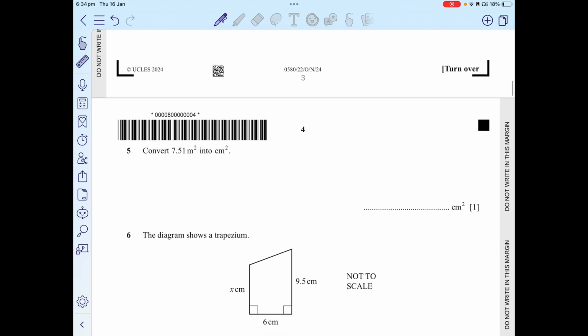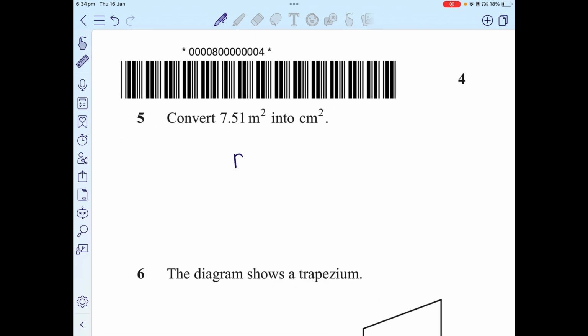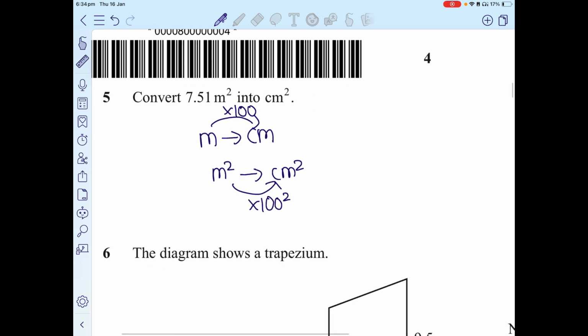It says convert 7.51 meters squared into centimeters squared. Now, first of all, you need to understand that to convert meters to centimeters, you multiply by 100. So in order to convert meters squared to centimeters squared, you would multiply by 100 squared. And that applies to any division or multiplication where units are being converted. You just raise to the power.